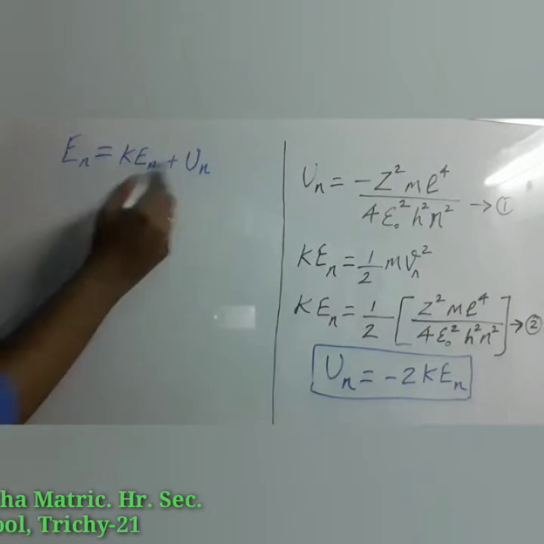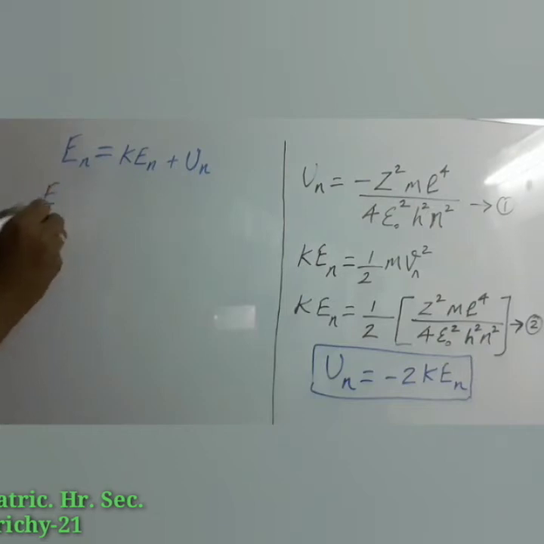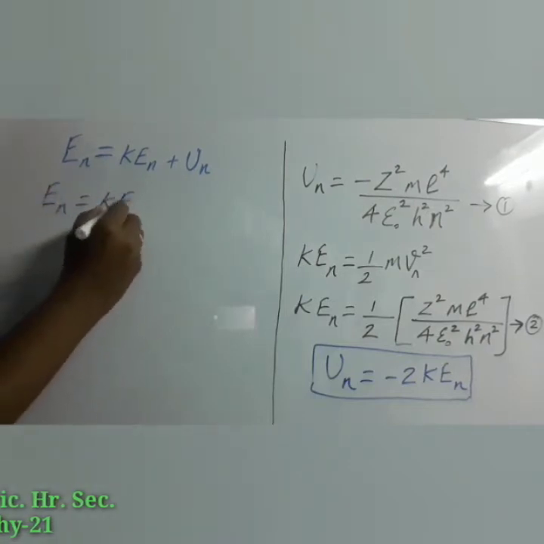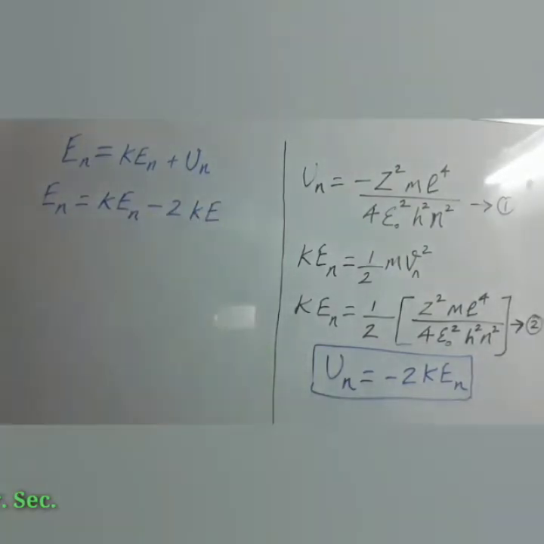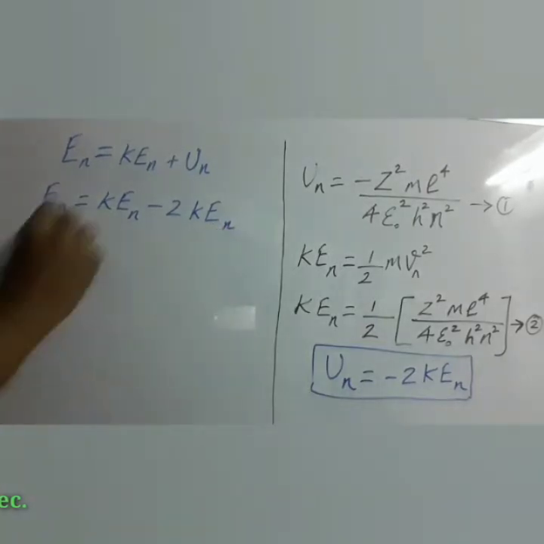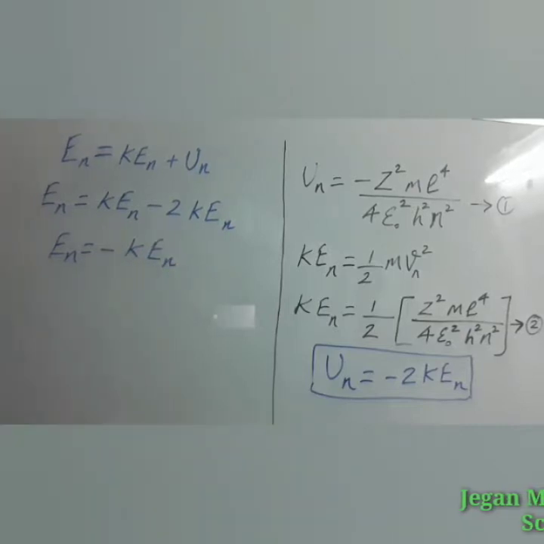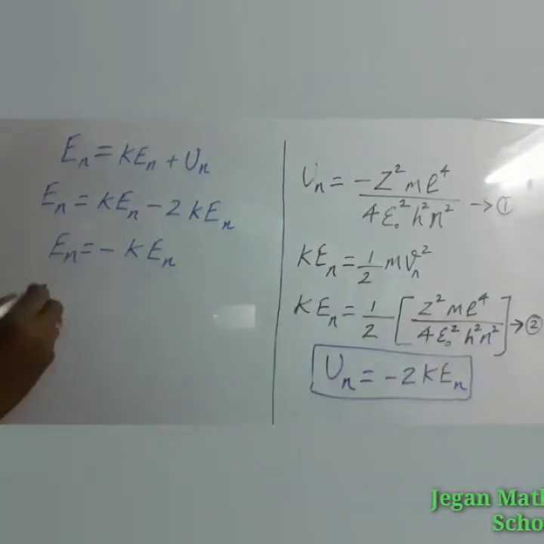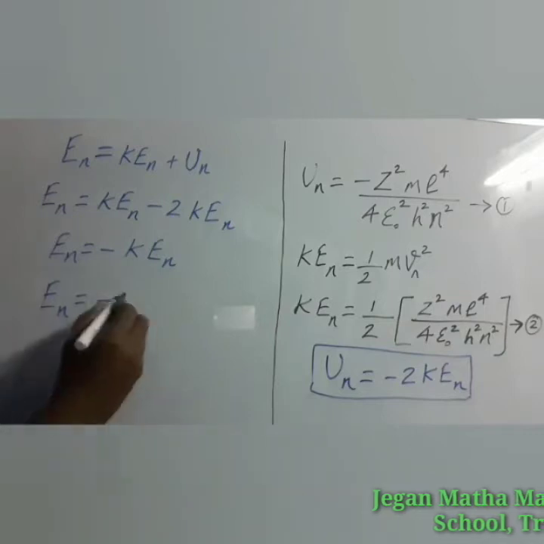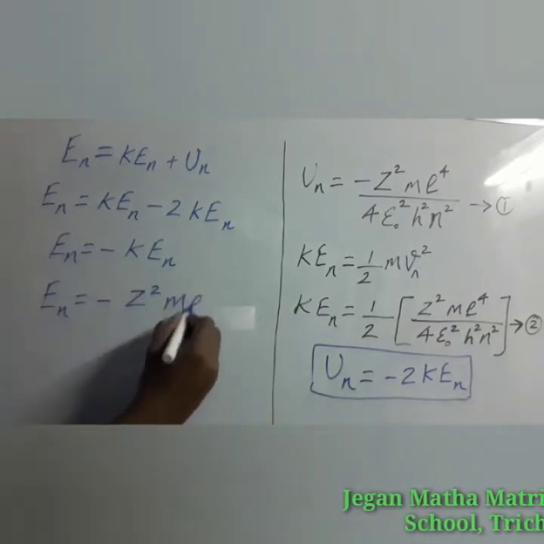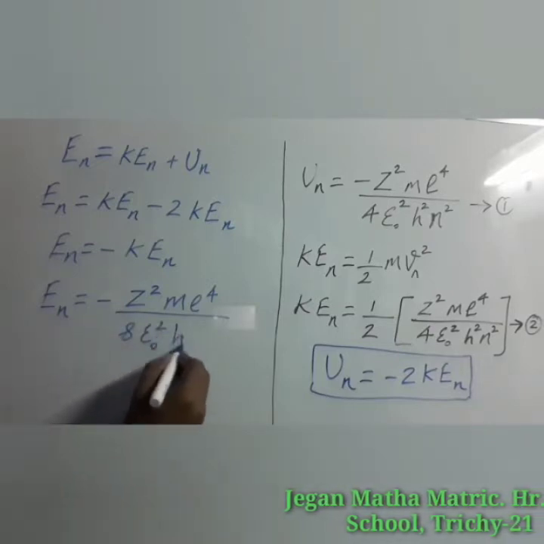Here total energy is a sum of the two energies. So as per this relation, instead of potential energy you can write this expression. So total energy En is equal to kinetic energy minus 2 of kinetic energy. So what will be the value here? Total energy is equal to minus kinetic energy. So directly we can substitute equation 2 here. Then what about the total energy? Total energy is equal to minus, this 2 can be multiplied with 4, so Z square m e power 4 divided by 8 epsilon naught h square n square.